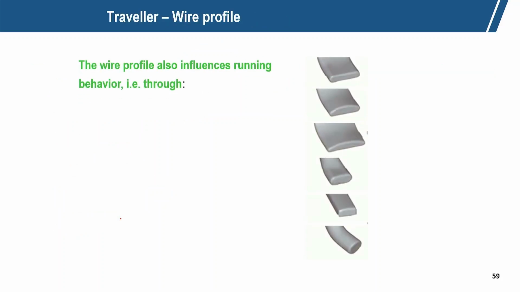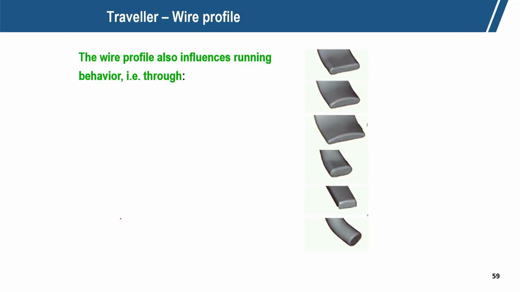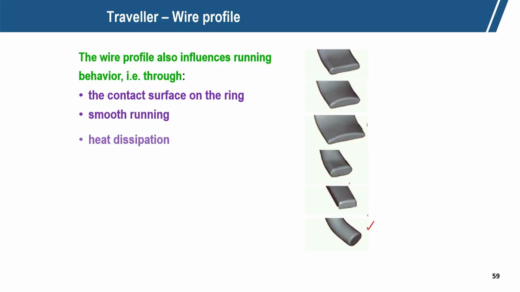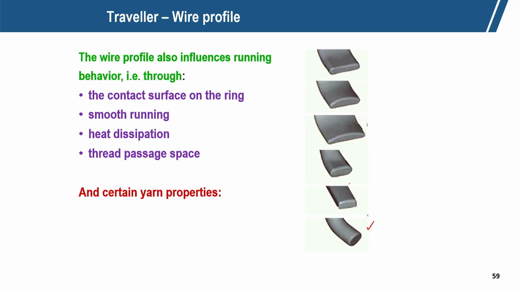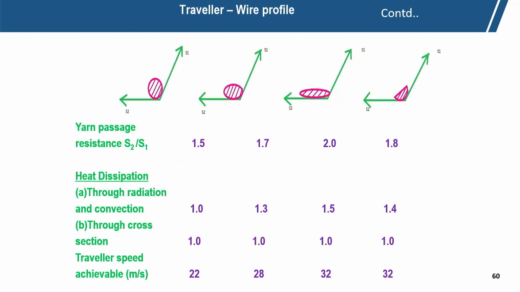Now, traveler wear profile, we can see there are different types of traveler wear profile. This is circular, then the flat shape. So, these are the different shapes. The contact surface of the ring, smooth running, heat dissipation, thread passage space, all these things they control, and certain yarn properties they control, strength, hairiness.